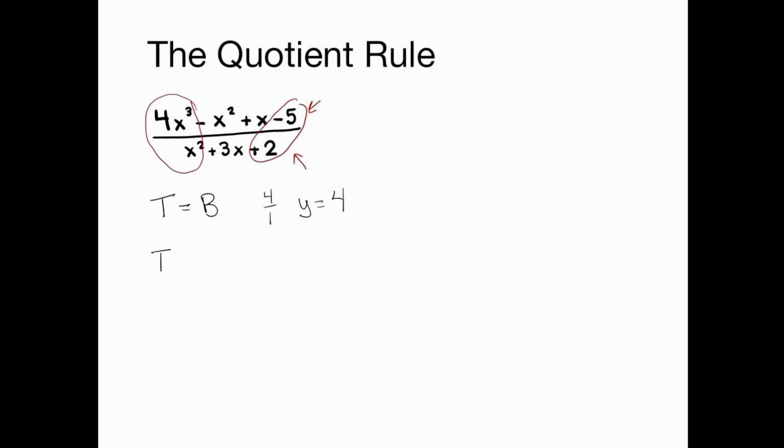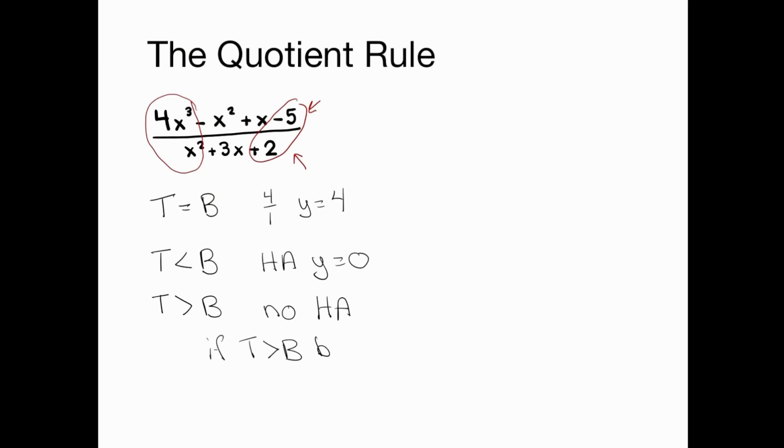If the top has a lesser degree than the bottom, then my horizontal asymptote will be at y equals 0. But if my degree at the top is greater than my degree on the bottom, a couple of things could be happening. There could be no horizontal asymptote at all, or if the top is greater than the bottom by exactly 1 degree, then we're going to have an oblique asymptote. An oblique asymptote, if you don't remember, is just a straight line that's not parallel to the axis that the curve approaches.